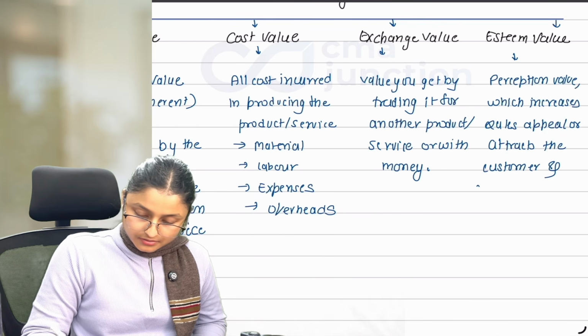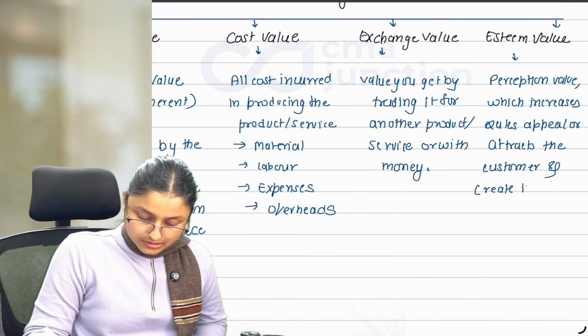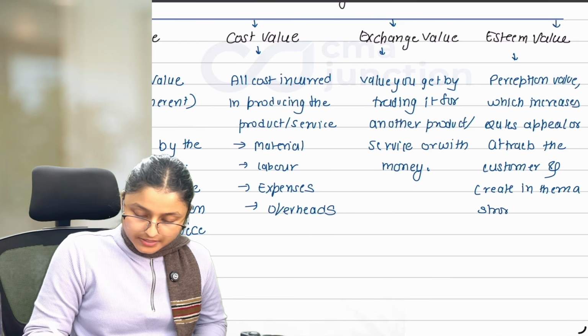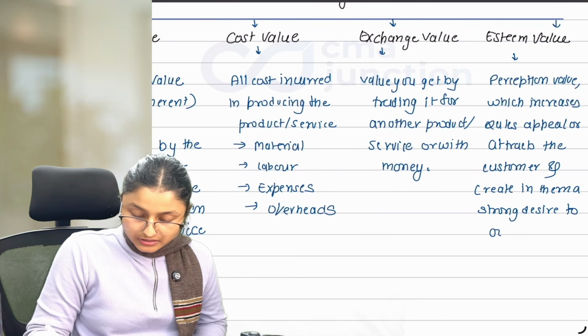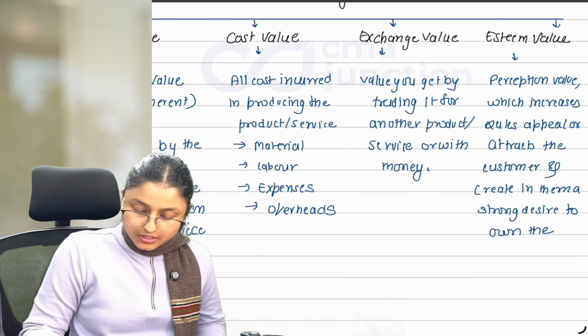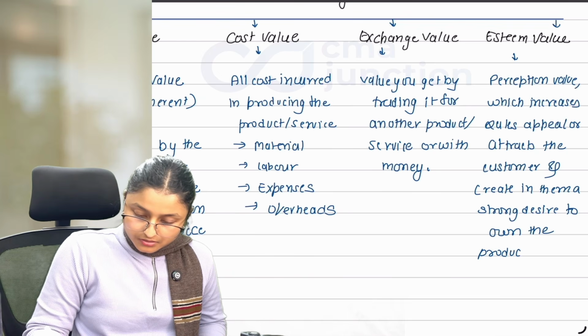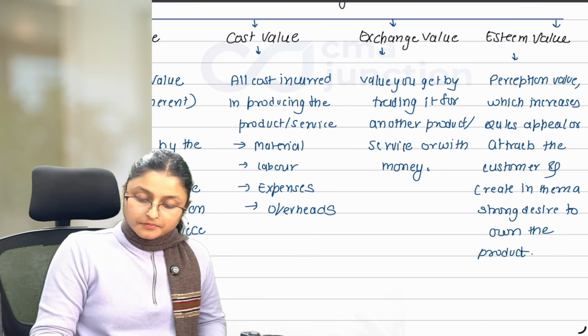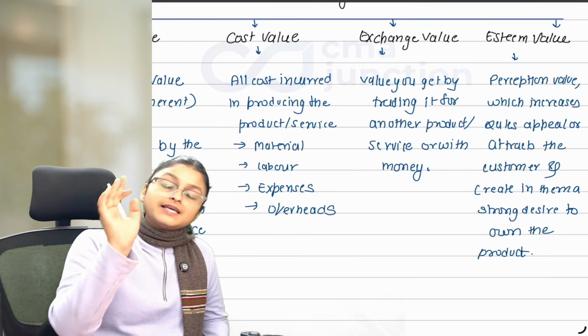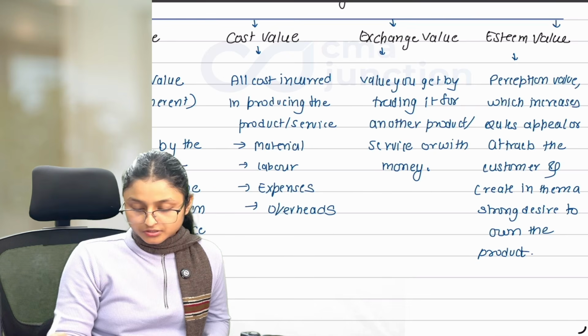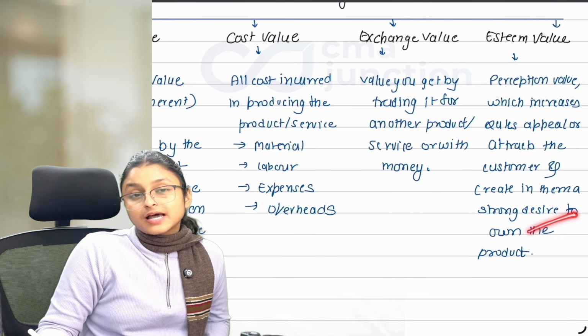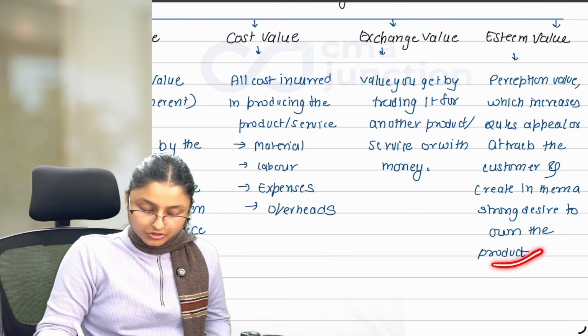And create in them a strong desire to own the product. And that is what happens in esteem value, right? There is a perception value through which sales appeal increases or customers are attracted to buy that product. There is a strong desire of the customer to own that particular product.